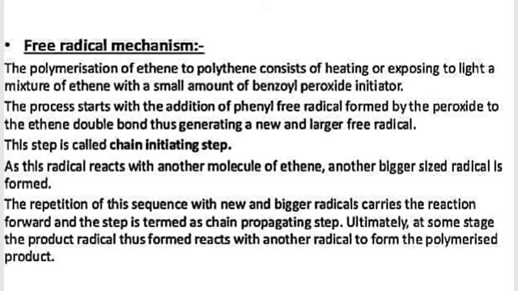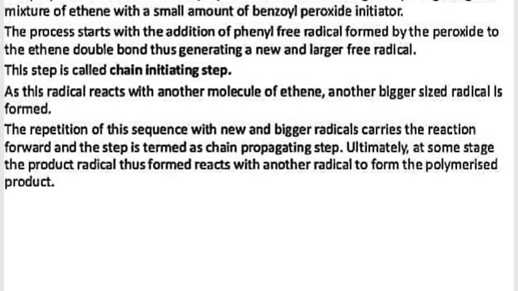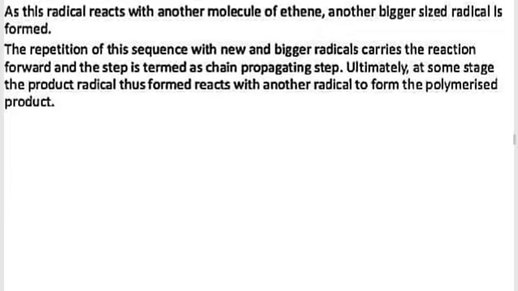So first benzoyl peroxide forms a phenyl free radical, which will attack ethene to form a new free radical, and then a larger free radical. As this radical reacts with another molecule of ethene, another bigger radical is formed. The repetition of this sequence with new and bigger radicals carries the reaction forward, and the step is termed the chain propagation step. Ultimately, at some stage, the product radical thus formed reacts with another radical to form the polymerized product. So that is chain termination.